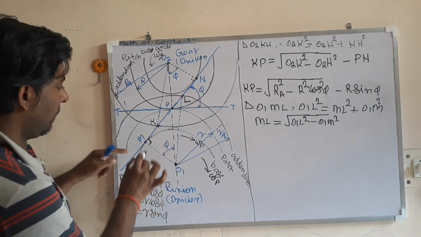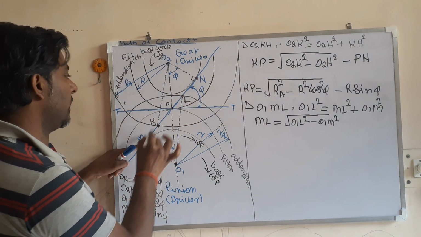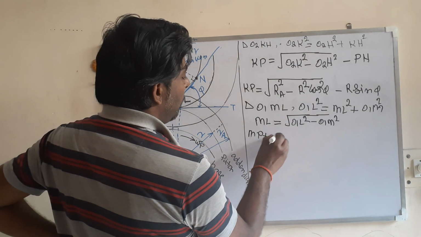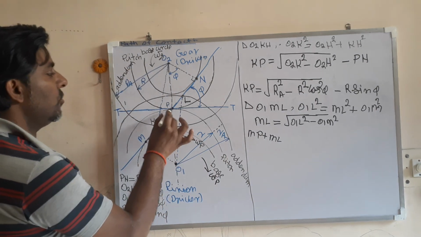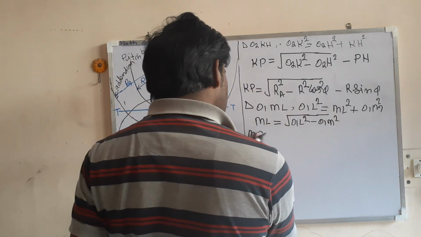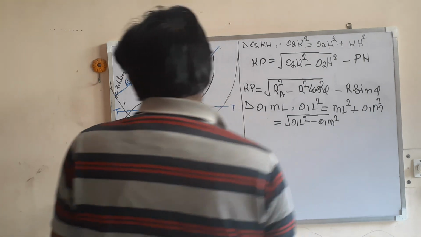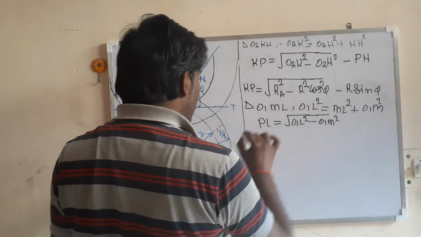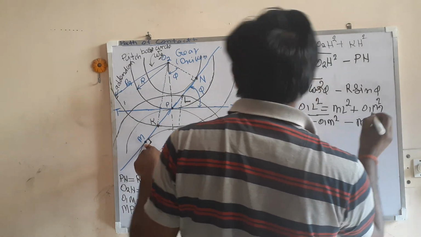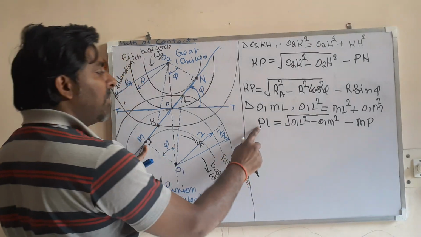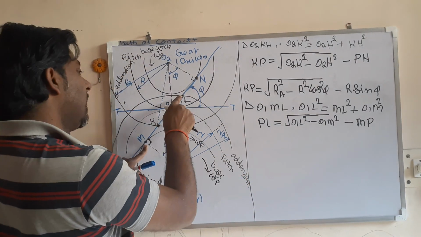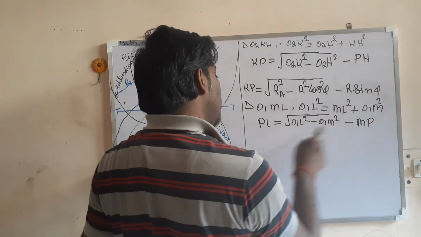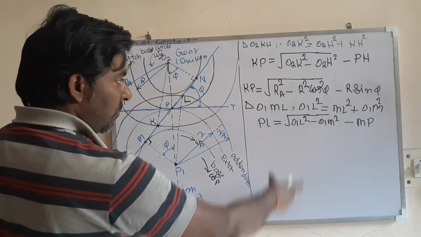And this ML can be written as MP plus PL. You take this MP on that side. So what you will get? ML is MP plus PL, so you write here PL and the MP you write here, so that will be minus MP. Now I am taking this MP on this side, so I am getting PL is equal to this. Now let us put the value of all.